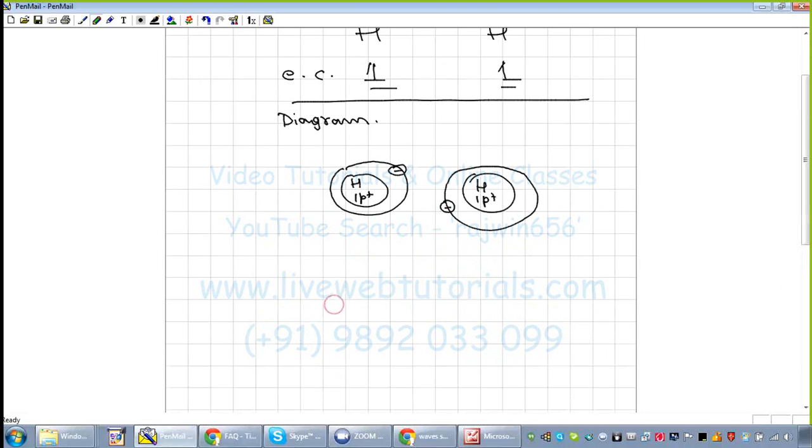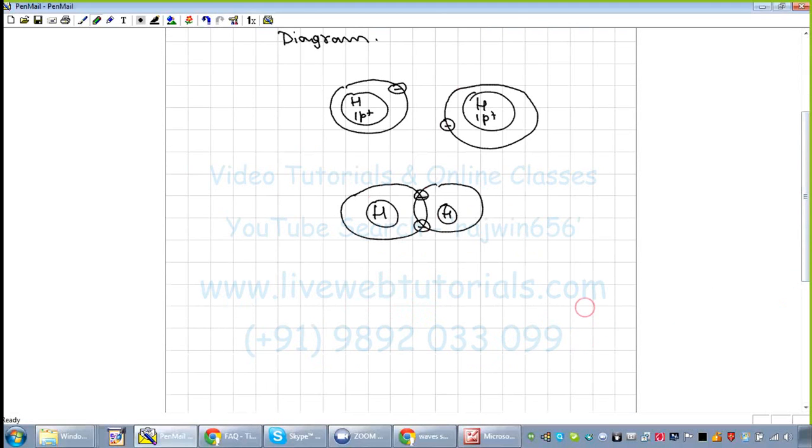When these both atoms approach together, there will be overlapping of orbits. Okay, and both of these electrons will be shared. All right. So this is your formation of hydrogen molecule. Each of these hydrogen atoms, okay, you can see both of them are having 2 electrons in its first and outermost orbit. So both of these hydrogen atoms are completing its duplet state.